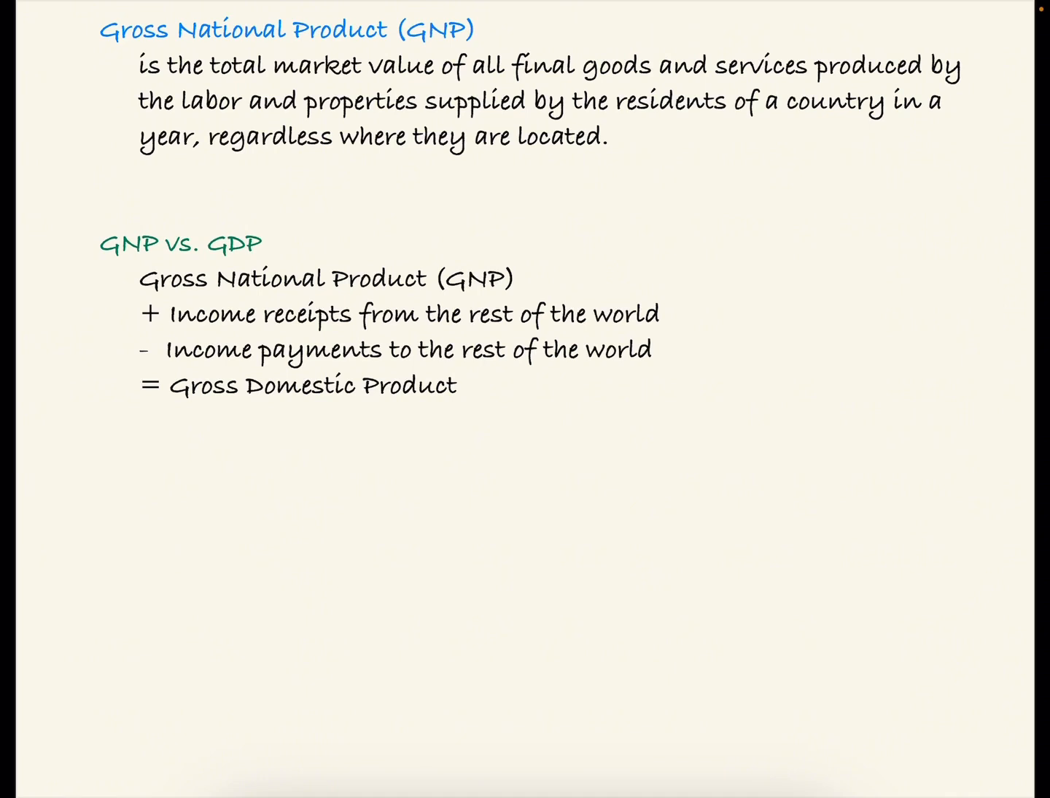Let's take a look at the difference between GNP and GDP. GDP is equal to GNP plus income receipts from the rest of the world minus income payments to the rest of the world.